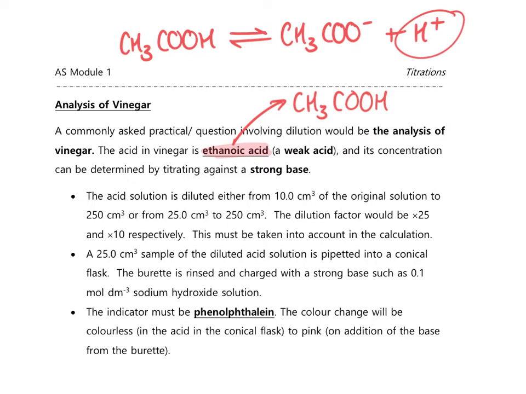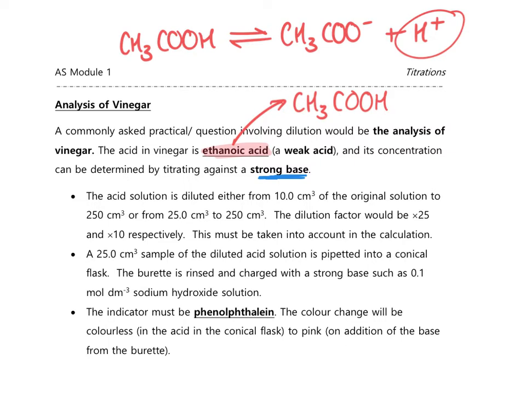All of the examples involving the analysis of vinegar will involve it being titrated against a strong base. Why is that? Well, we know that weak acid versus weak base titrations don't really work. We'd have to use an electronic pH meter, and so therefore we have to titrate it against a strong base, since ethanoic acid is a weak acid.